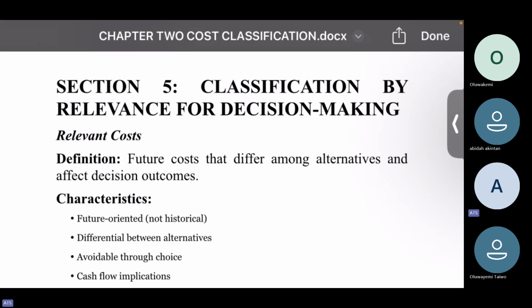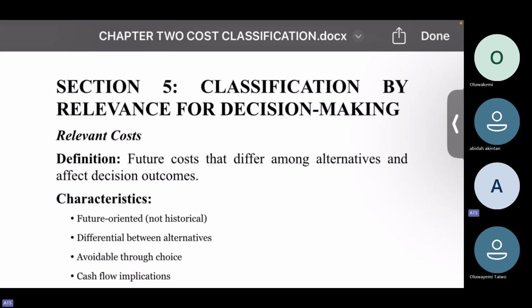So now let's move to the 5th one, classification by relevance for decision making. Cost can either be relevant or irrelevant. I know you're thinking, which cost is not important, right? It is not as if it is not relevant per se, but it is not relevant for decision making. Why? Because whether you spend it or not, it doesn't really affect your decision.